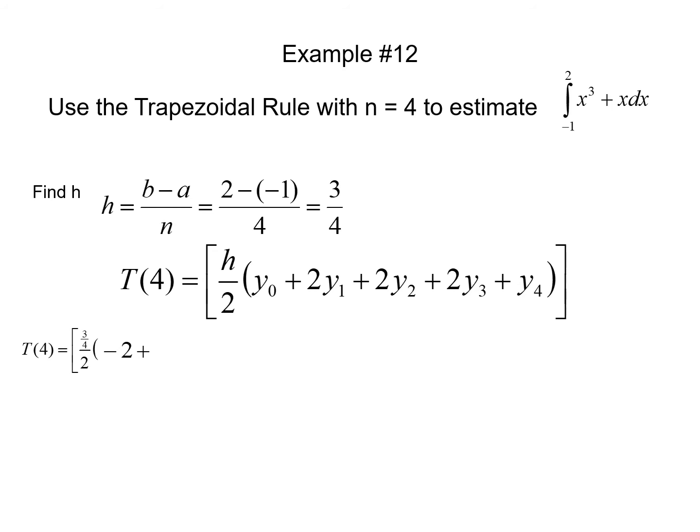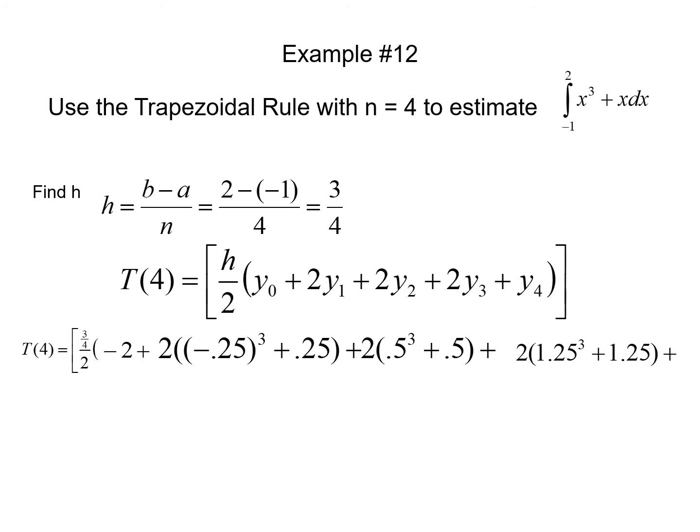The next one is going to be 2 times, because we started at -1, we're increasing by a fourth. I'm sorry, we're increasing by 3/4. The next one would be 0.25. And again, we increase by 3/4. And we sum that up.